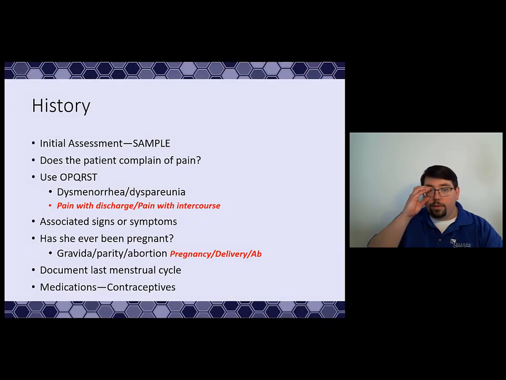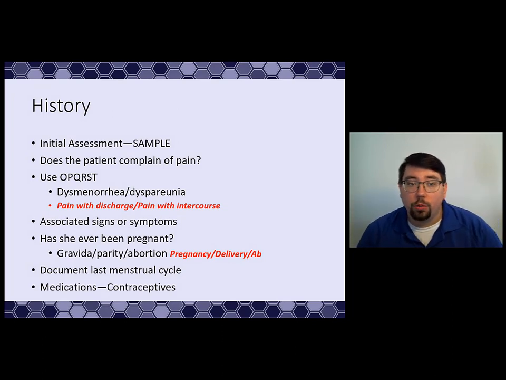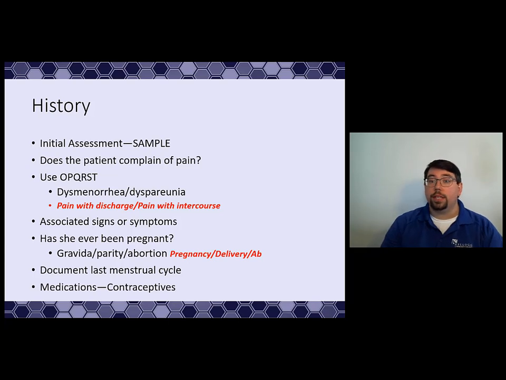Now, your history, we're going to focus again on our initial assessment, primary airway, breathing, circulation, disability, and exposure. We're also going to pay close attention to SAMPLE history. What specific symptoms do we see? Is there any discharge, abdominal pain? How does the patient present? Do they have any allergies? What type of medications have they had? How many pregnancies, births, or abortions have they had? And then are they having any additional pain? Pain on intercourse or pain on discharge.